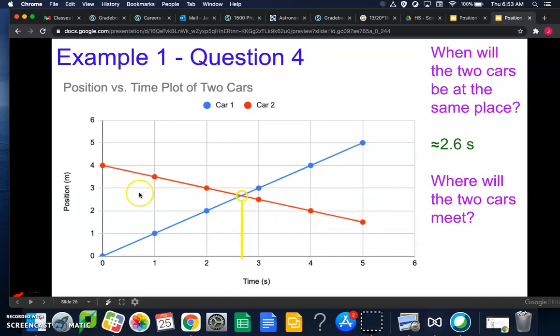Okay, so now we're going to follow it over to the y-axis. And again, in between 2 and 3, probably closer to 3 than it is to 2. So I also estimated this to be at 2.6 meters.